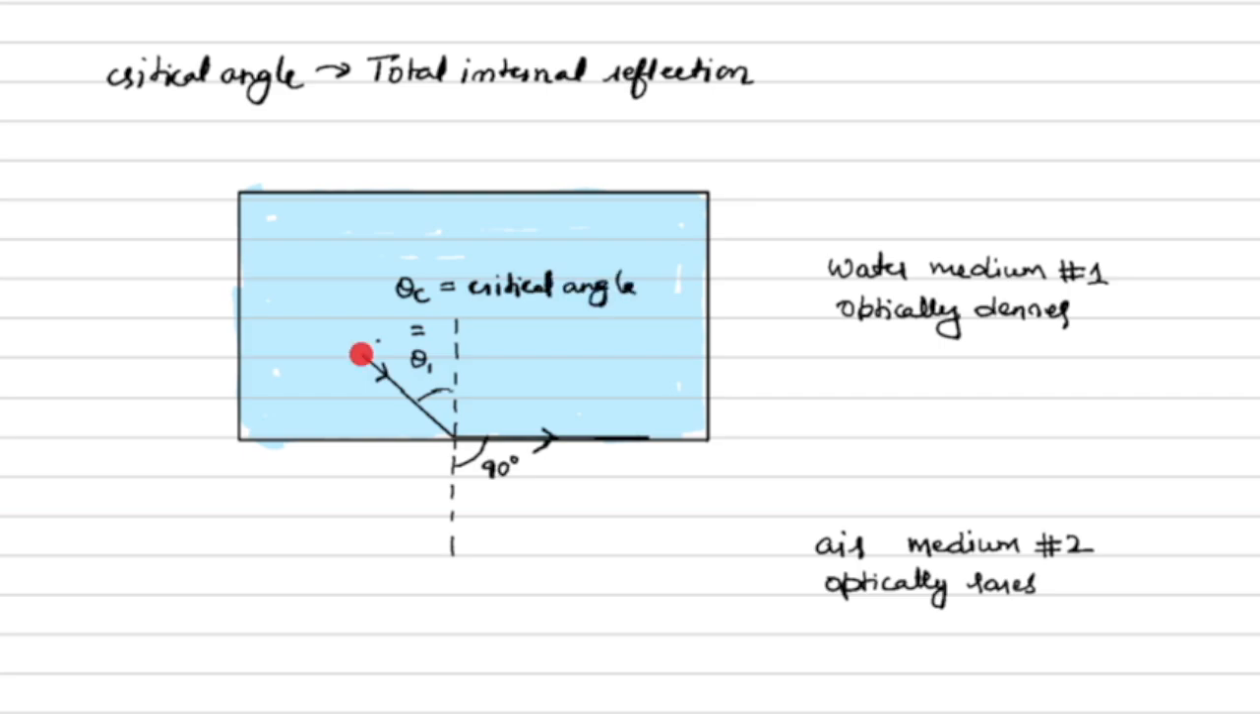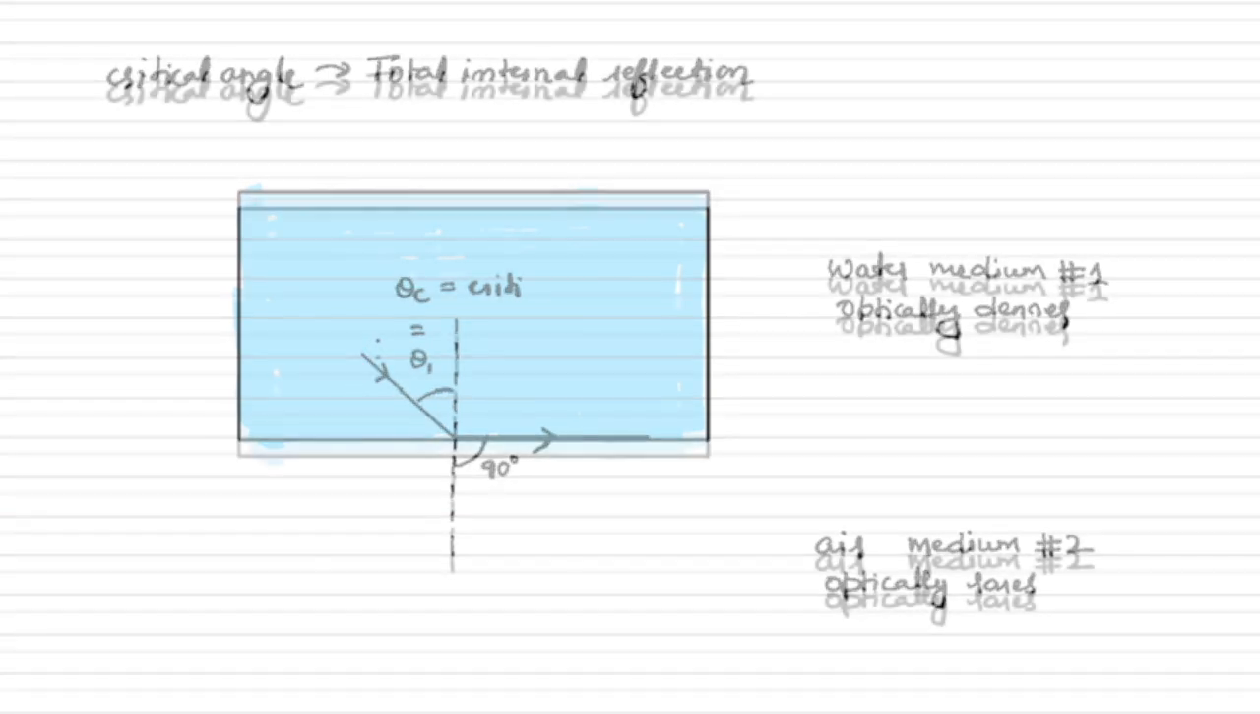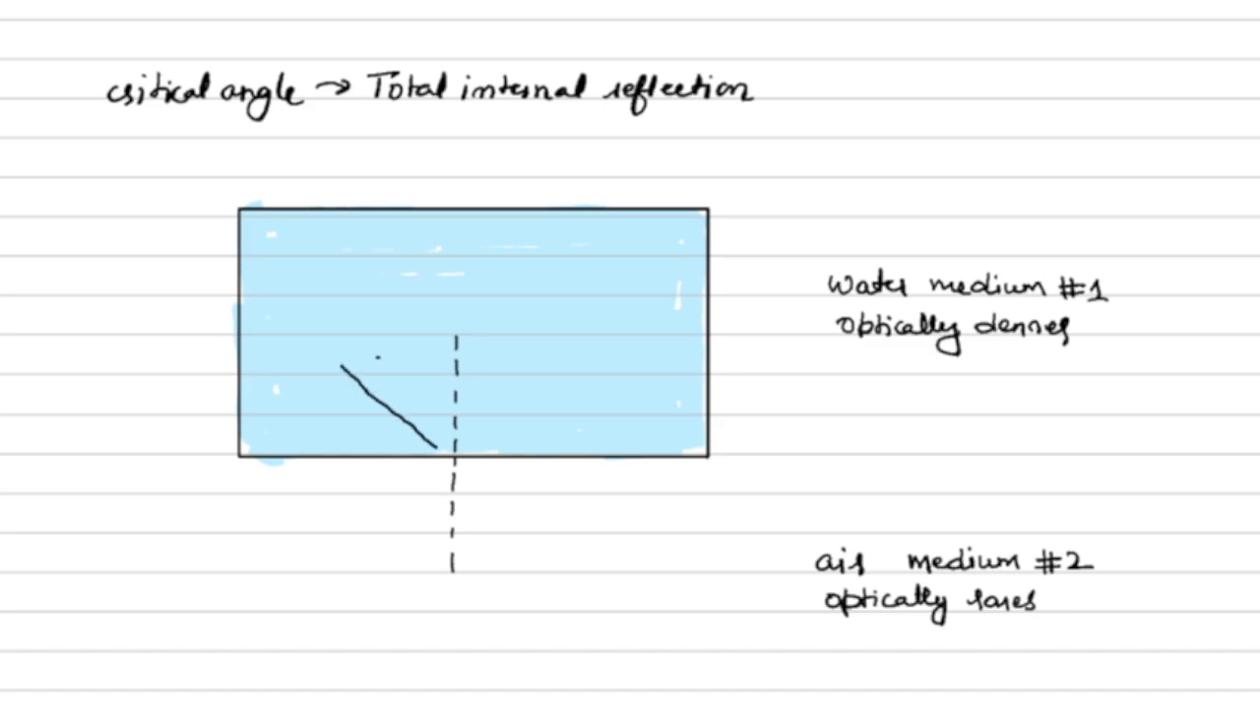What if we increase more than that? If I shine the light from somewhere here, what will happen? Let's see. If I make the angle more than the critical angle, here the condition is the angle of incidence is greater than the critical angle. At the critical angle, it was skimming through the surface. Now what will happen? It will start reflecting back into the denser medium.